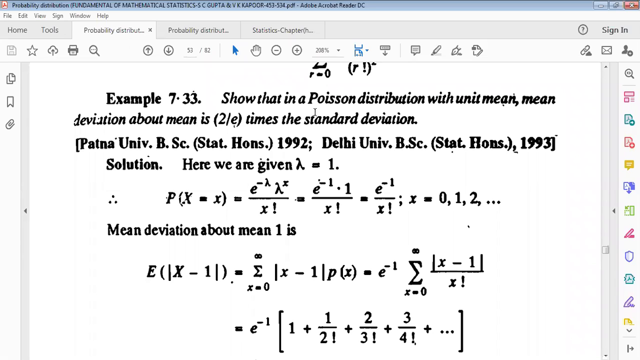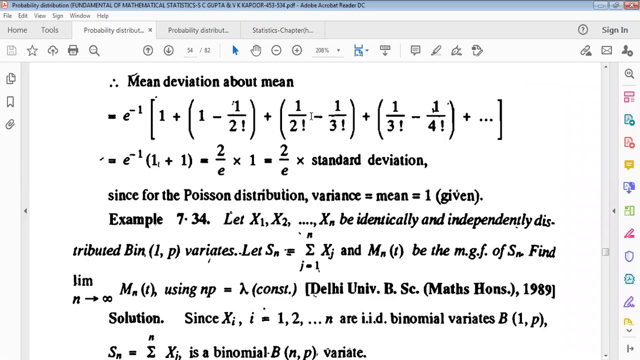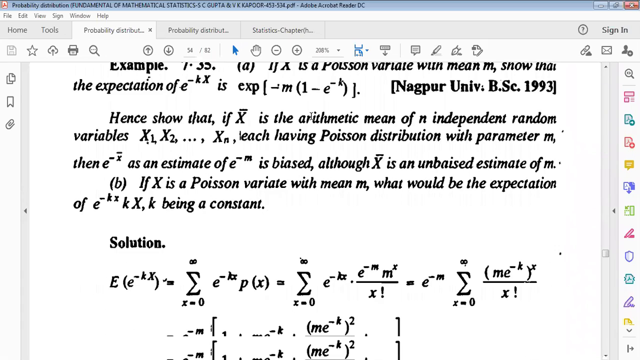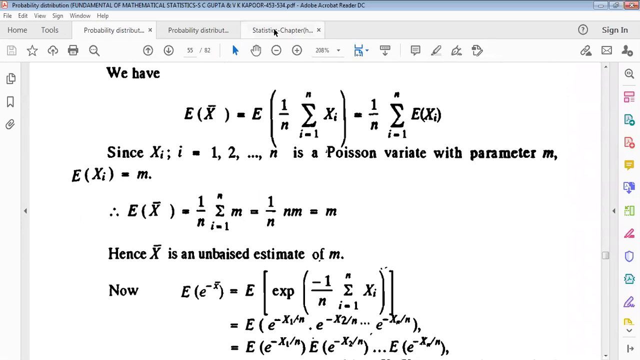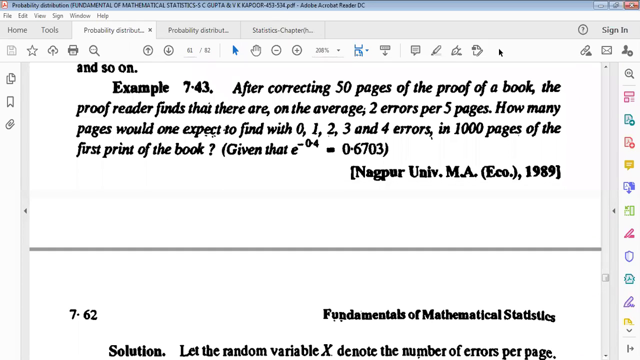This is actually solved in the previous class. This example: after correcting 50 pages of the proof of a book, the proofreader finds that there are on an average 2 errors per 5 pages. How many pages would one expect to find with 0, 1, 2, 3, 4 errors in 1000 pages of the first print of the book?